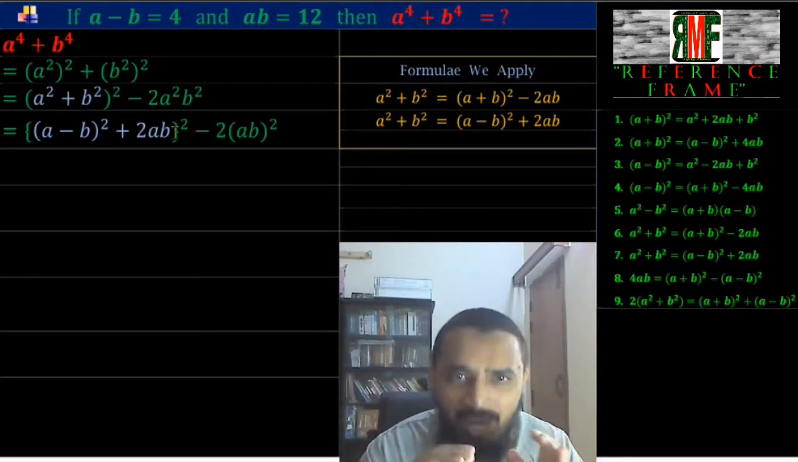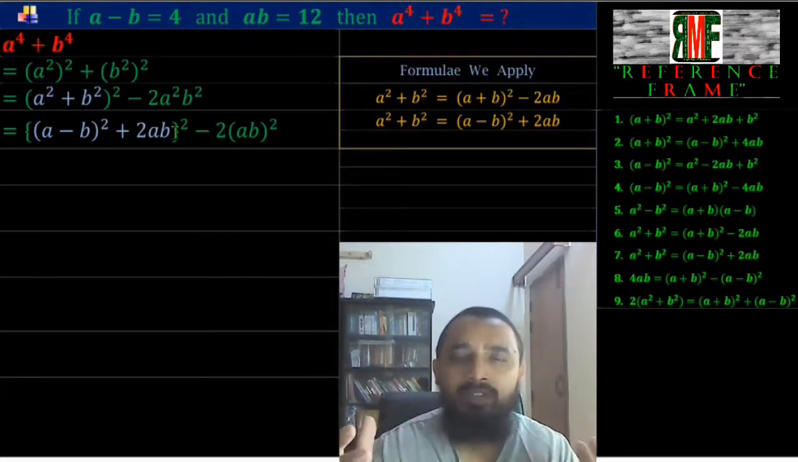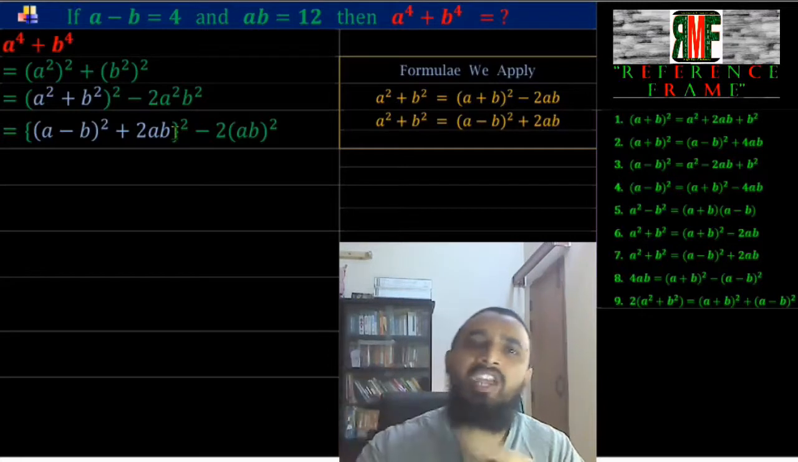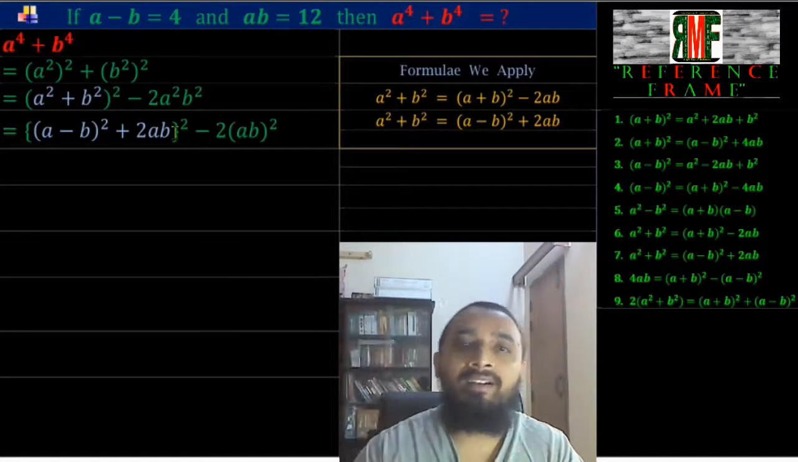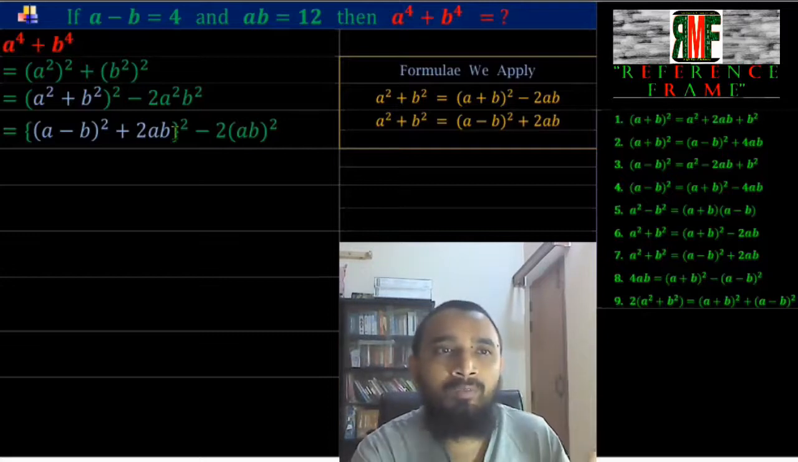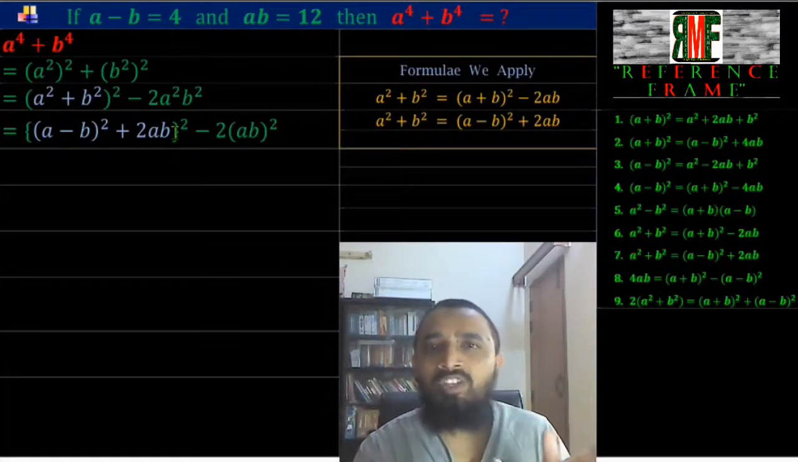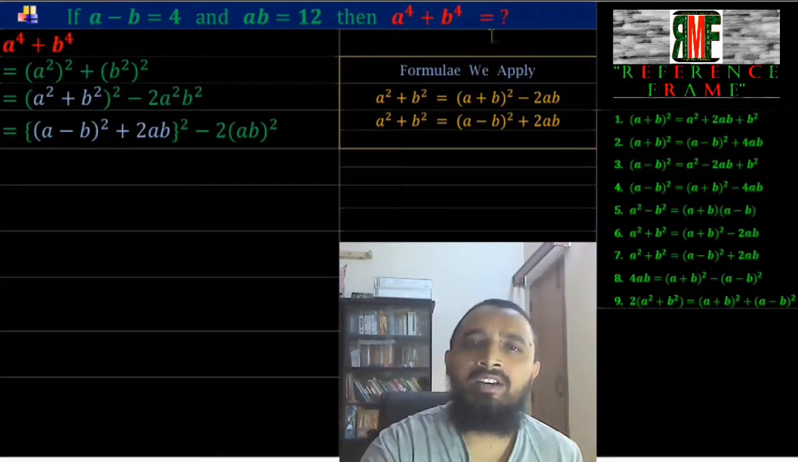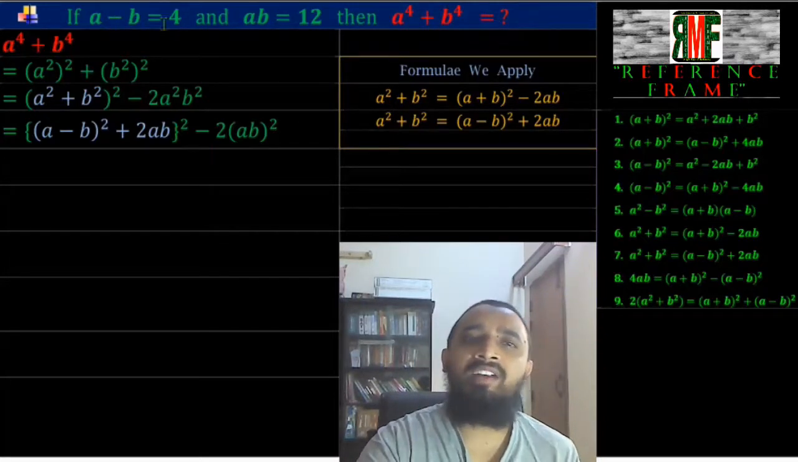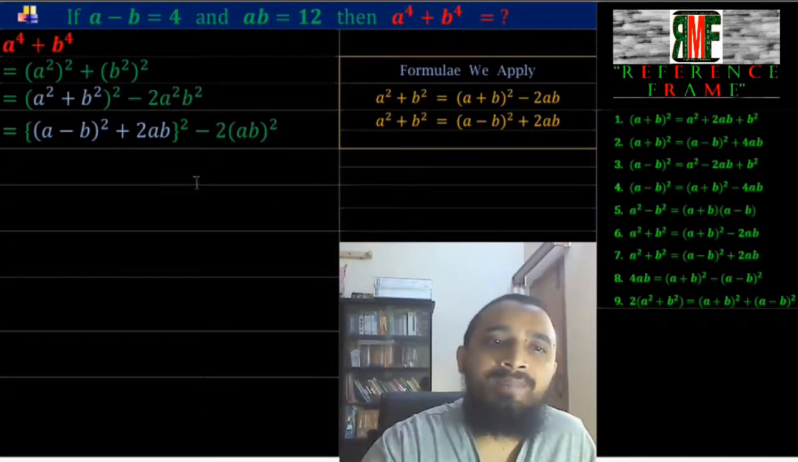Look, every time we're not memorizing any technique, we're not memorizing when to apply which corollary. Rather, what we are doing from our very first problem is just one thing: we're relating our destination, which is written in red, with our given information that is given in green. Now we just need to put down the value.